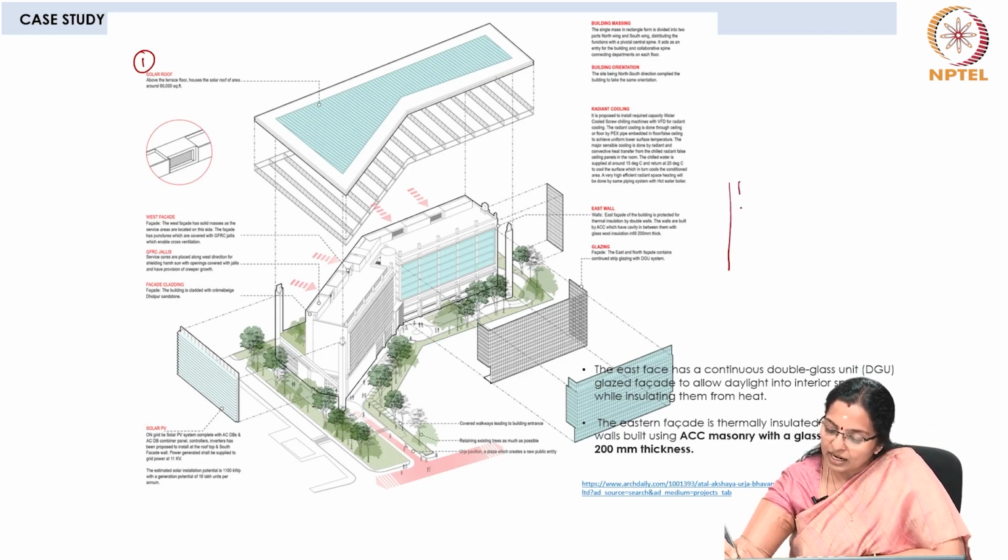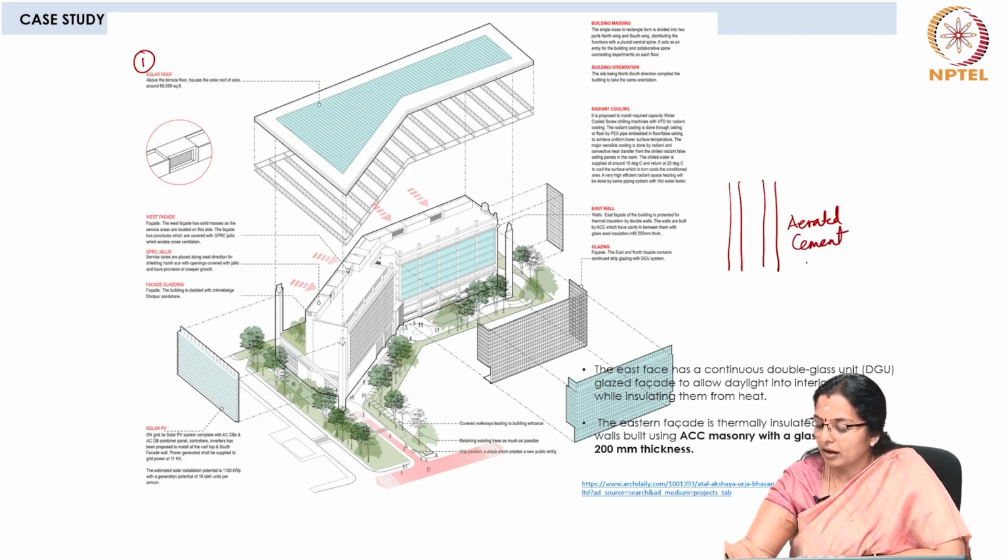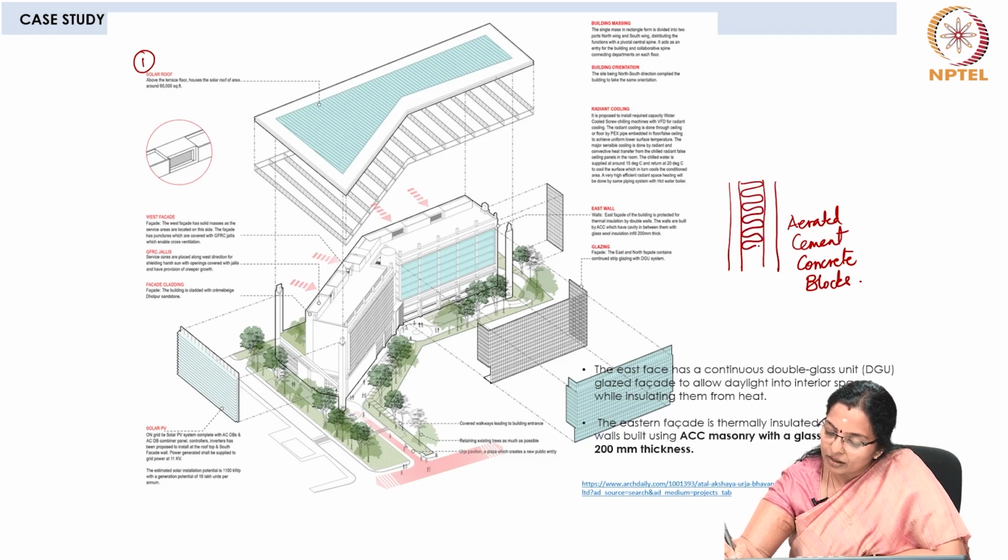So, the walls are built with AAC, aerated cement concrete blocks, and these have a cavity in between them which has glass wool which is 200 thick.